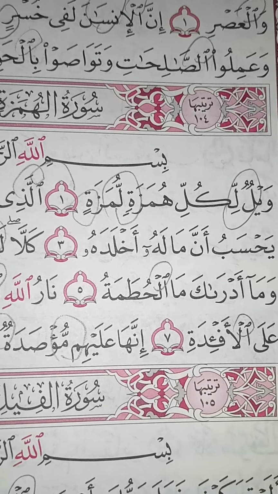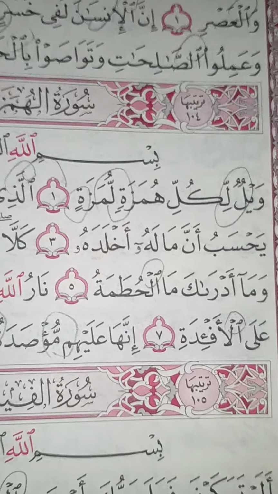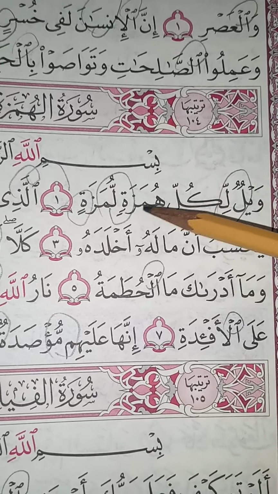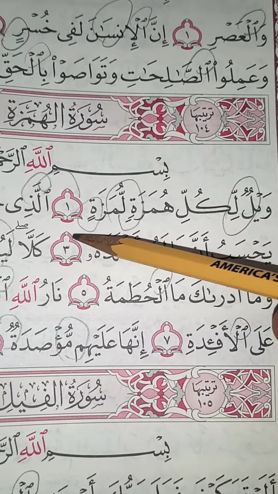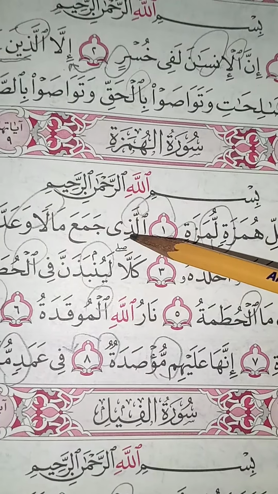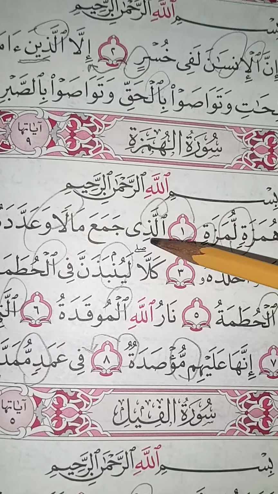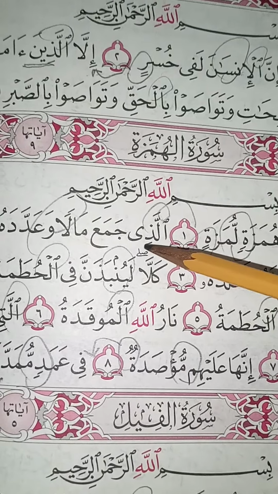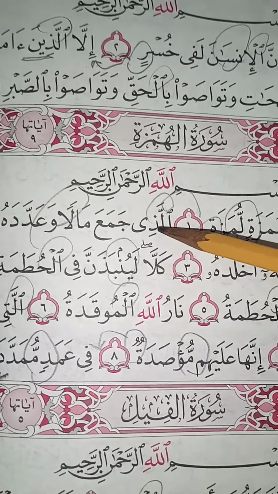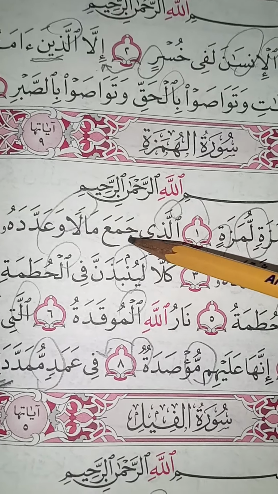I see two Tanweens. There's three Tanweens, okay? On top of the lam in Waylun. And then Humazatin, Lumazatin. Okay, that's three Tanweens. Alladhi is just like Alladhina. Alladhi and Alladhina, it's interesting. They only have a difference of one letter, and therefore that makes it all a difference. So, Alladhi, this is also going to be Shamsiya.